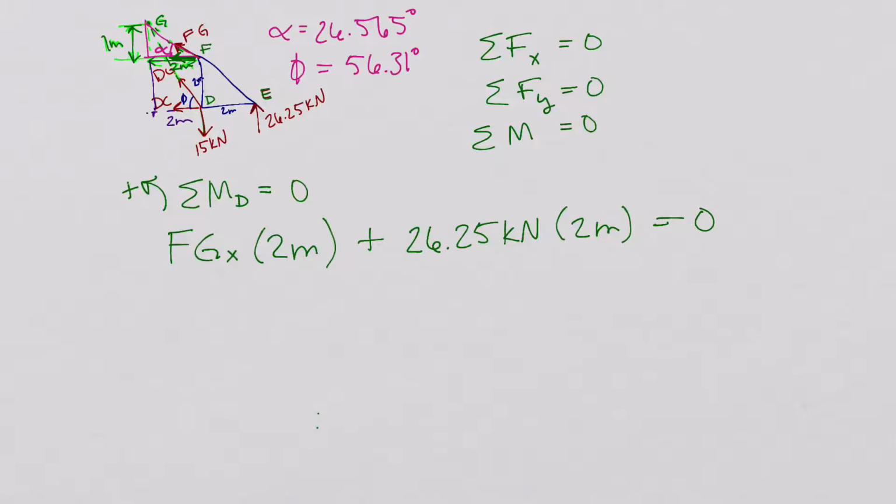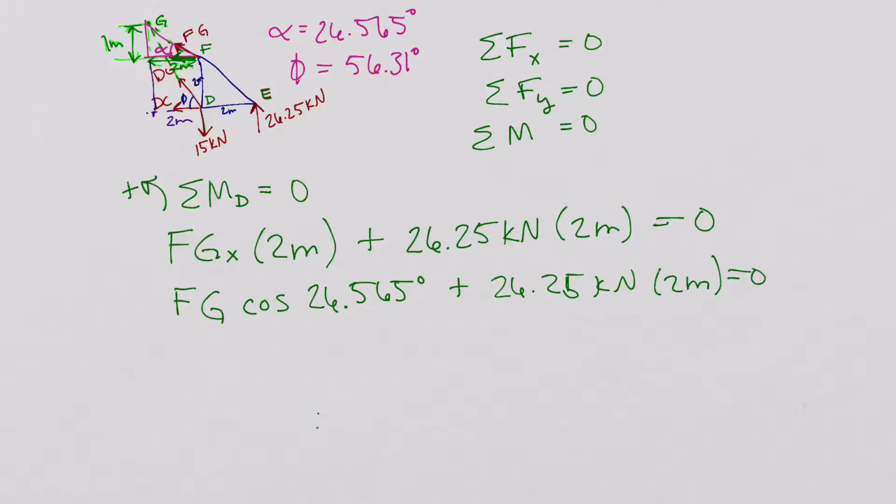The FGX we can say is FG cosine, so SOHCAHTOA, cosine is the adjacent one, so cosine of that alpha, 26.565 degrees, plus that 26.25 kilonewtons times 2 meters equals 0. So now I can find FG. I'm going to pause while I do the calculations.